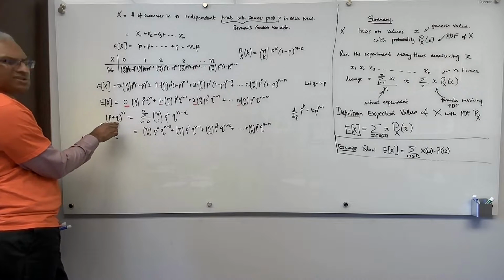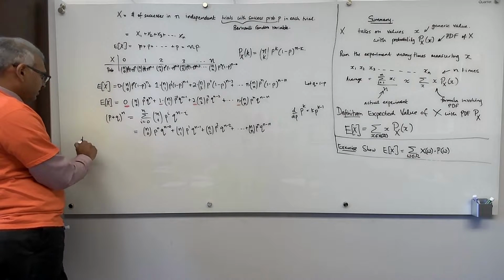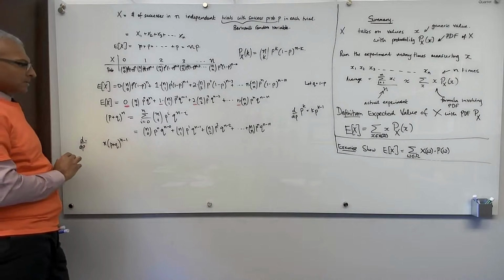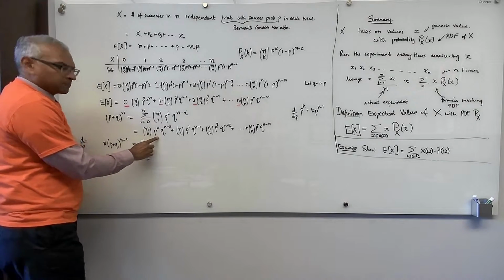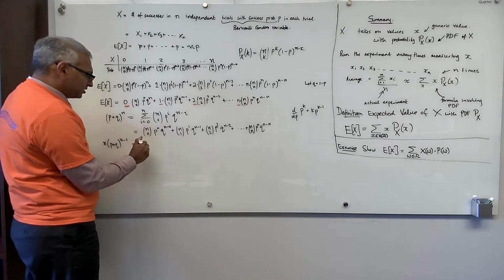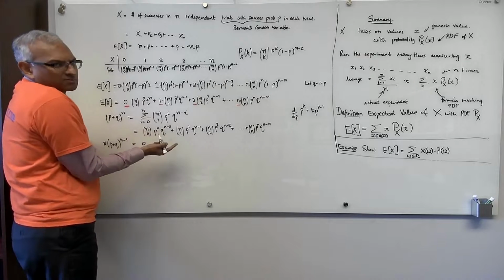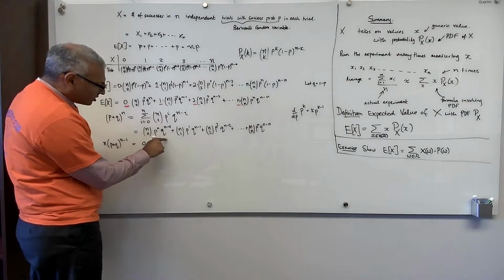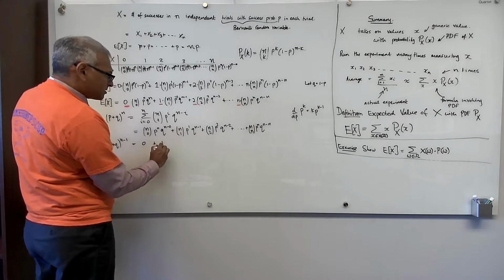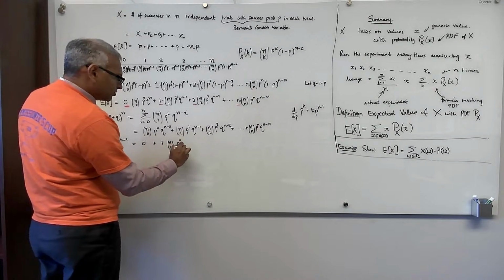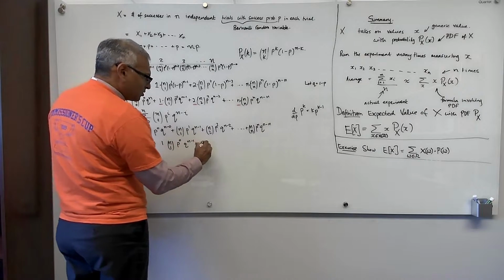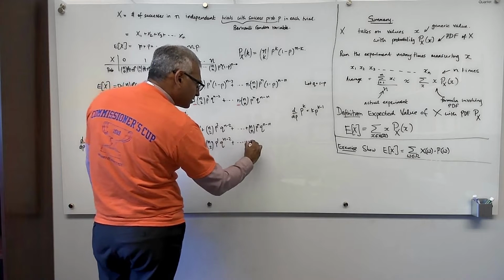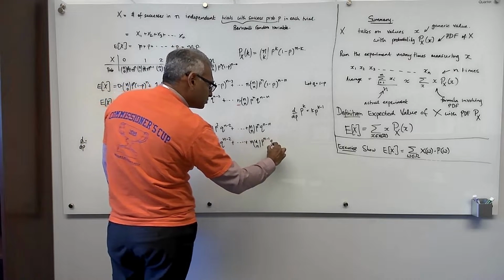On this side of the equation, q is a fixed number, so p is the only variable here. So d by dp, I'm going to get n times p plus q to the n minus 1. And that's going to equal, well, the first term doesn't depend on p, so I get 0, the derivative of a constant is 0, plus 1 times n choose 1, p to the 0, q to the n minus 1, plus 2 times n choose 2, p to the 1, q to the n minus 2, plus dot dot dot, plus n times n choose n, p to the n minus 1, q to the n minus n.